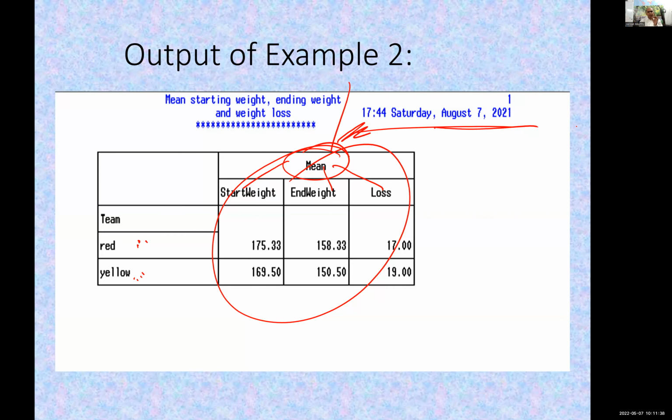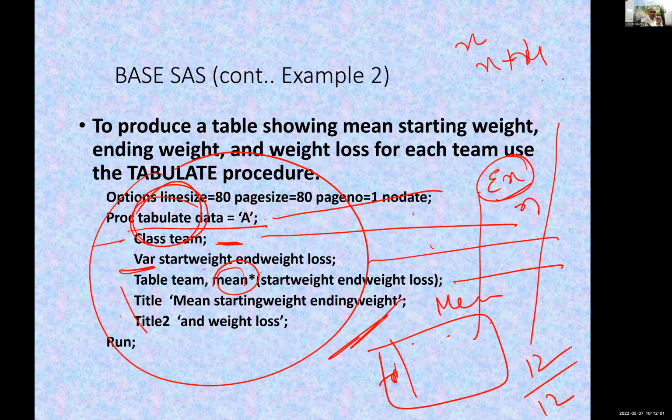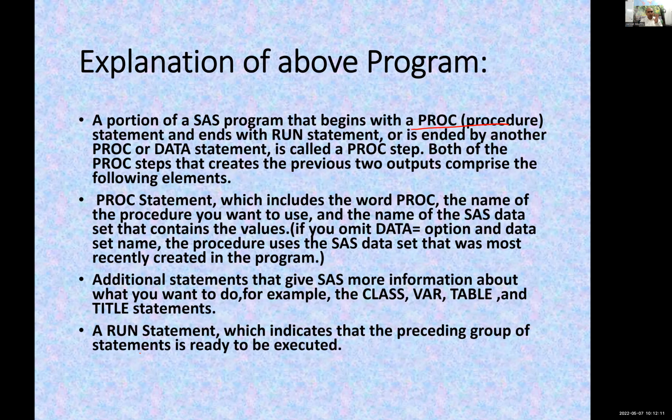It is going to provide you the date and time when it is created. I don't want date and time, so I can remove those things. I want to see titles also, and I can do those things. So when we are writing programs, you are able to see all those things. Now, the above program, I told you, this one is a procedure statement that ends with a run statement. That's what I clearly explained. Every SAS statement ends with a semicolon. Here is the semicolon, here is the semicolon, and so on.